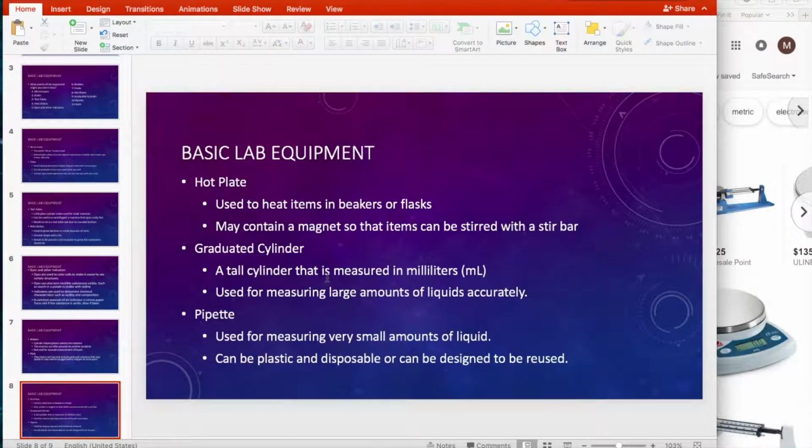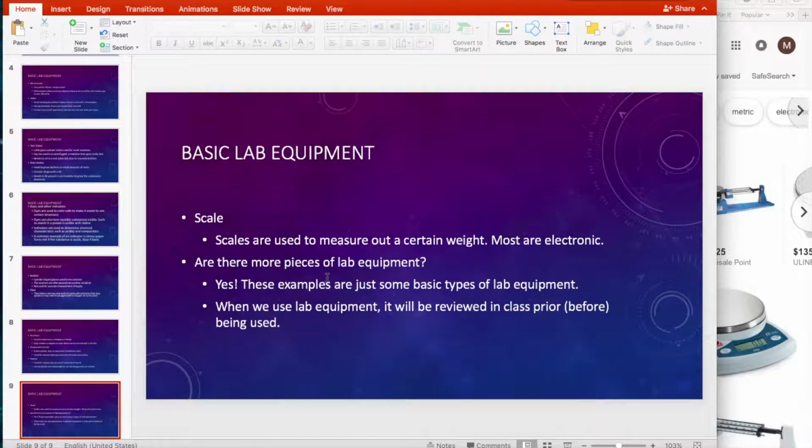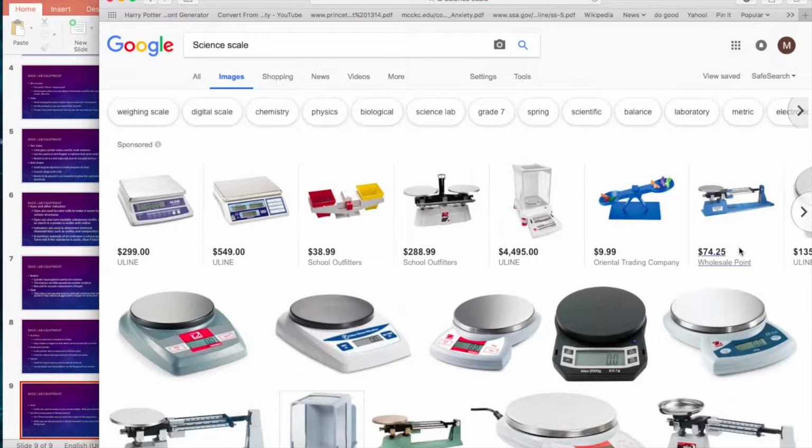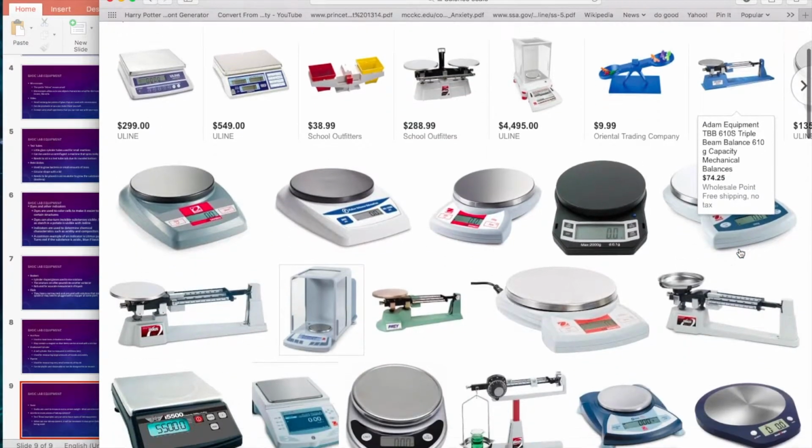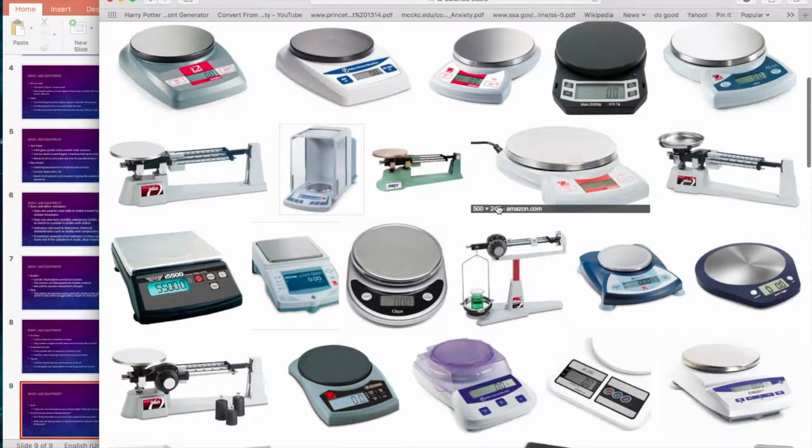Alright, go ahead and pause if you need to before moving on to the next slide, our last slide for today. And the last piece of equipment that we're going to be talking about today is a scale. Scales are used to measure out certain weights. Most are electronic now. So if you need a visual representation of what a scale would look like in our science classroom, here are a couple.